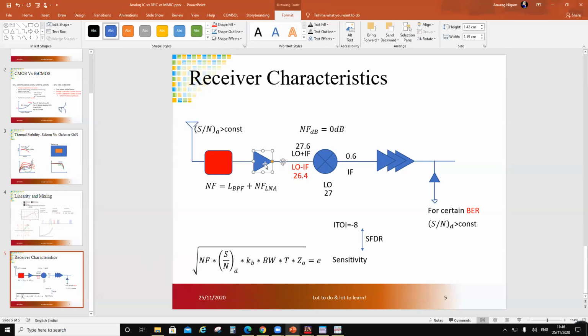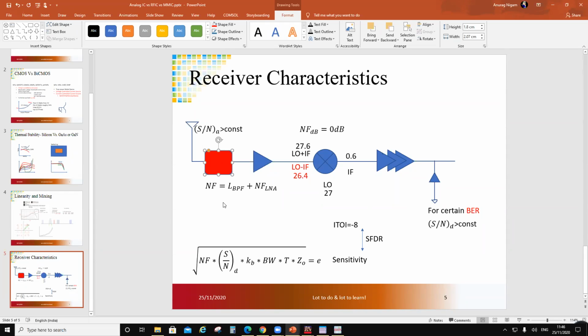LNA is going to be broadband enough. It's not going to give a suppression of this frequency. Mixer is going to respond to this as well as this in the same way because mixer is very broadband usually. So both components are going to give me 0.6, right? If I mix with 27. Okay, so the only protection over here is this.